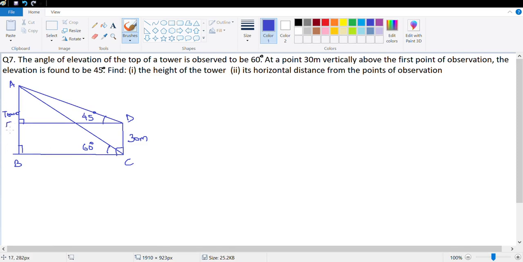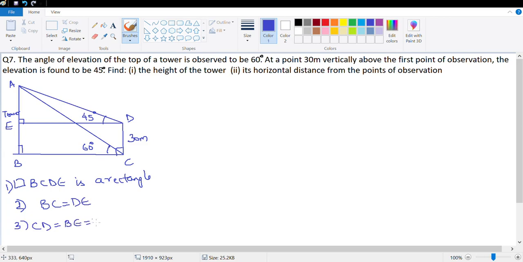Let me name this point E. Quadrilateral BCDE is a rectangle. What it means is, point number 1, so this is a rectangle. Point number 2, BC is equal to DE, and point number 3, CD is equal to BE is equal to 30 meters. Again, I have two right angle triangles. Let's apply the tan ratio and get the value.